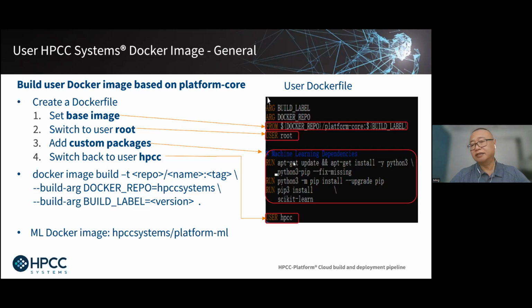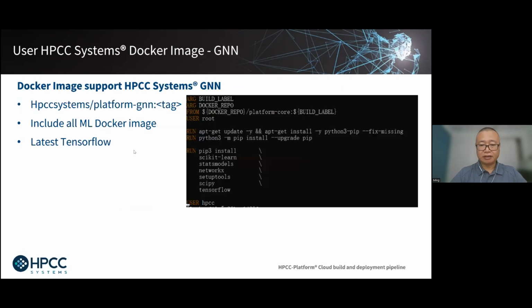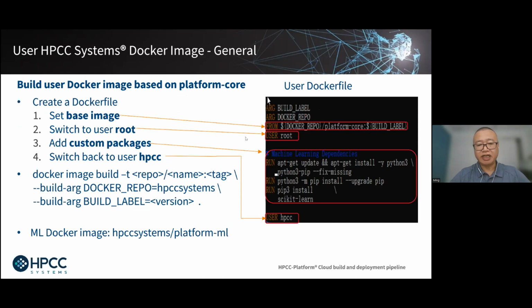On the right side, the Dockerfile I show is for our machine learning package. That's what we call platform-ml.